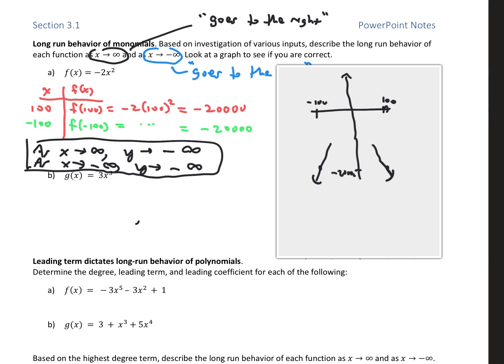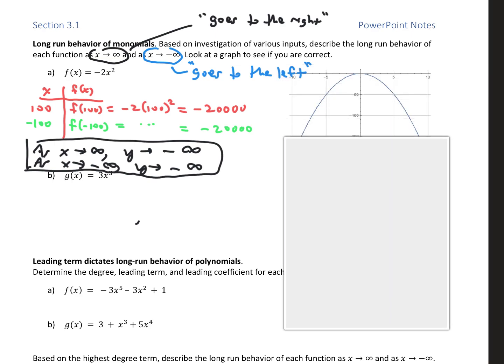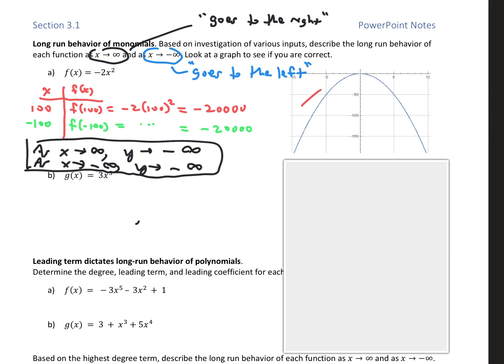And just FYI, the real picture for this is here. This is the real graph of that function, and we can see the behavior that we talked about. As your x's are going to the left, your y's are going down, and as your x's are going to the right, your y's are also going down. Okay, so we could play that same game with this second one.